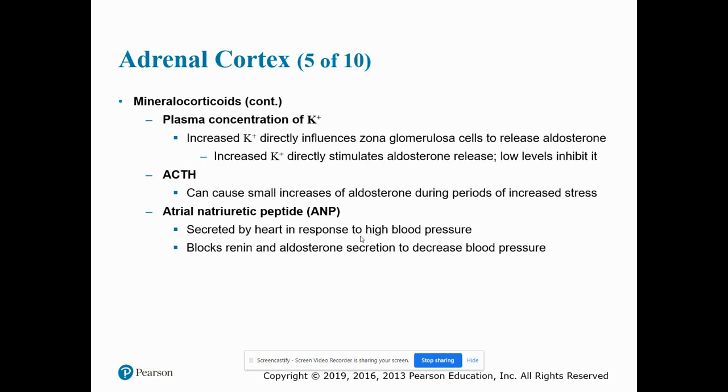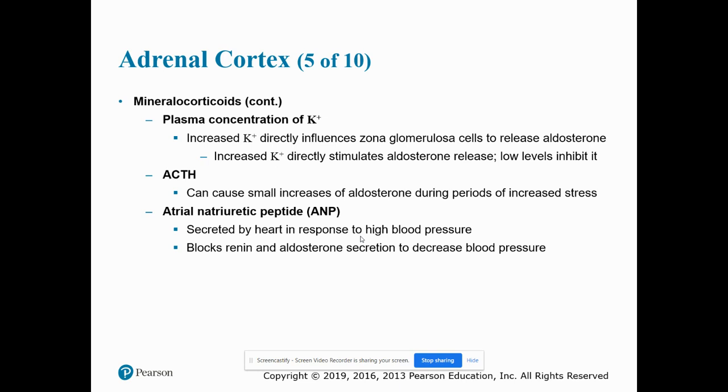What I should say is an increase in plasma concentrations of potassium will directly influence the zona glomerulosa to release aldosterone. So an increase will stimulate aldosterone release, but low levels of potassium will actually inhibit it. And then ACTH can cause small increases of aldosterone during periods of increased stress.